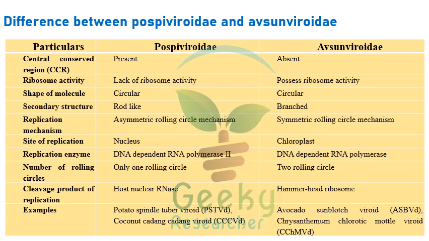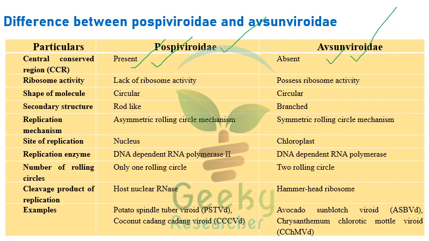So now we'll see the difference between viroid groups. As I told you, we already discussed viroids. In viroids there are two groups: Pospiviroidae and Avsunviroidae. In Pospiviroidae, CCR is present. They may ask questions like: CCR is present in which of the following groups of viroids? Pospiviroidae or Avsunviroidae. CCR means central conserved region. The central conserved region is present in Pospiviroidae, whereas CCR is absent in Avsunviroidae.